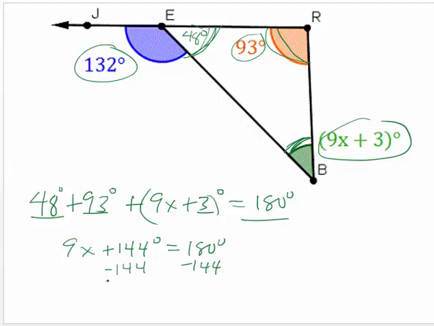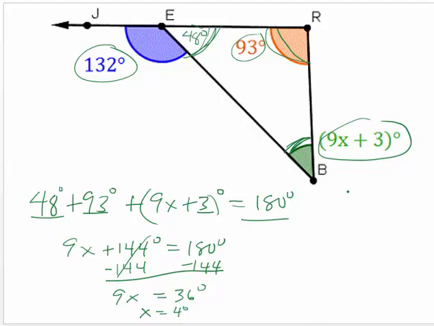By the way, these are the type of problems you'll see on MyMathLab. At least some of the problems will be like this. 9x is 36 degrees. So we divide both sides by 9 to get x equals 4.